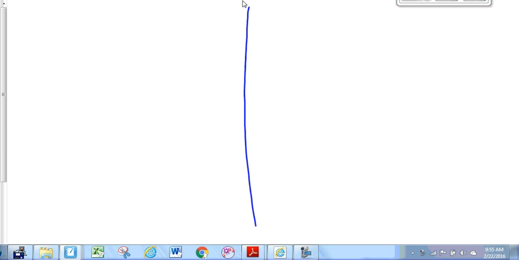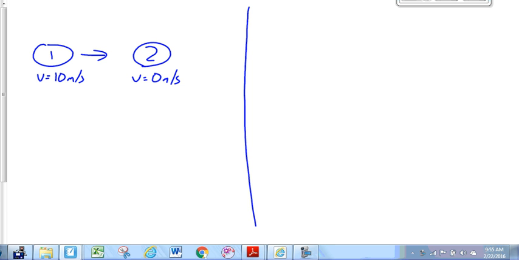I want to draw a couple pictures here, and I want you to tell me whether you can analyze these problems or not. Okay, the first one, we've got an object called object number 1 moving towards object number 2 that's at rest. So we'll say this guy is moving with a velocity of, I don't know, 10 meters per second, let's say. This guy has a velocity of 0 meters per second. And we'll say afterwards they stick together. Okay. Could you analyze that problem?